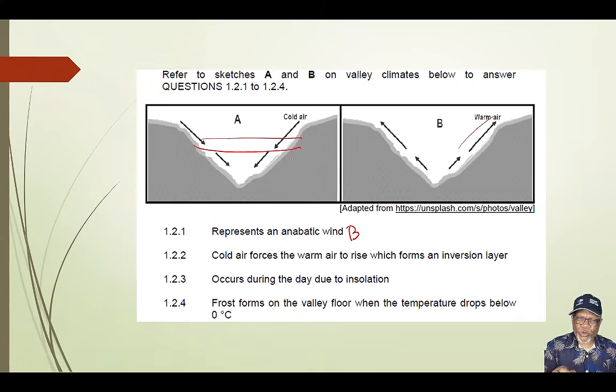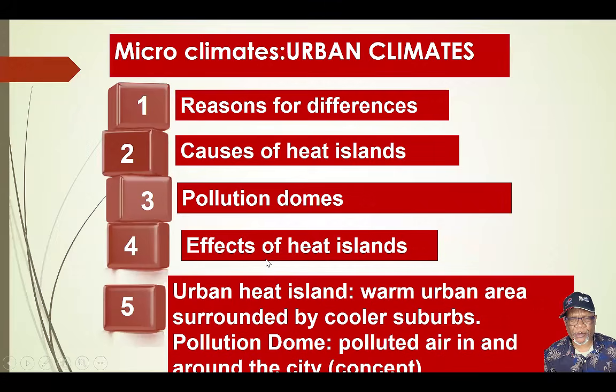The inversion layer is going to be formed here when this cold air that comes here forces the warm air to rise, which is going to be at A. Occurs during the day due to insolation. This is what occurs, which is B. Frost forms on the valley floor when the temperature drops below freezing point, which is at A. So these questions are so similar. So when it comes to valley climates, I expect everybody to get 100% from the questions.